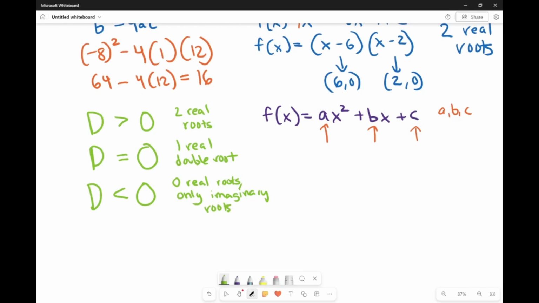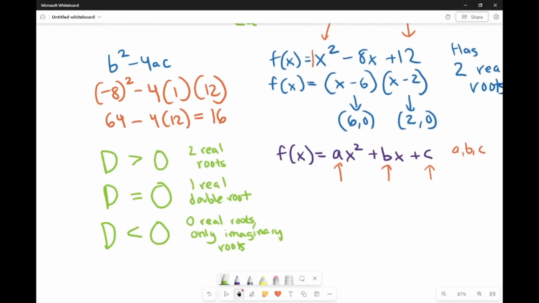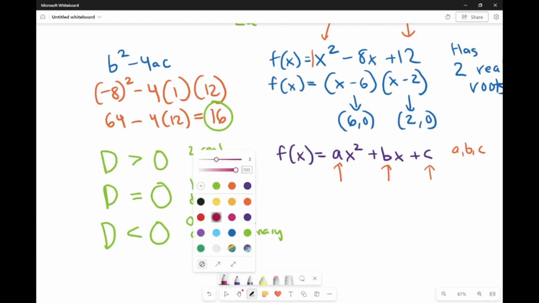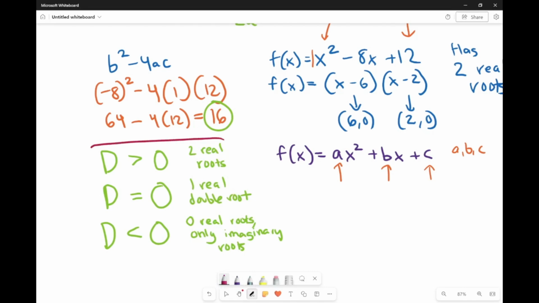So here we see that our d value in this problem up here is 16. And that is very clearly greater than 0. So that means we fall under this definition right here. We follow this definition: d is greater than 0, so we have two real roots. And we saw that, because remember, when we checked out the roots over here, we found out it was 6, 0 and 2, 0. Once again, those are two real roots.